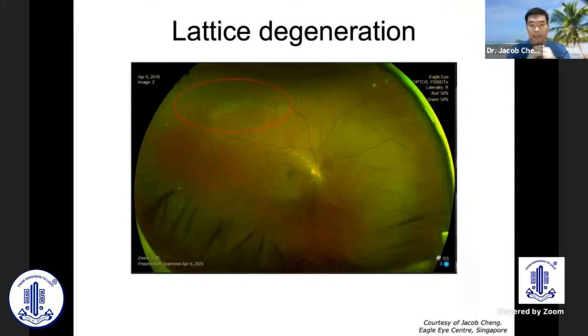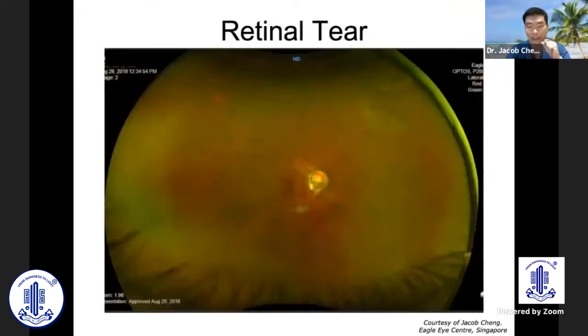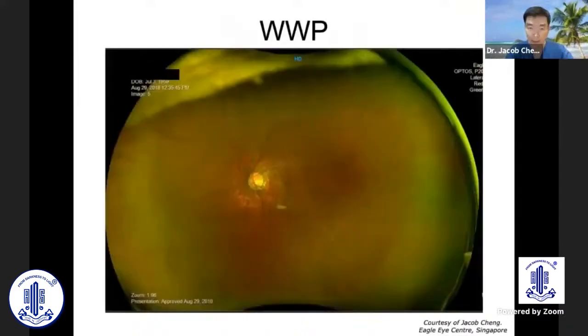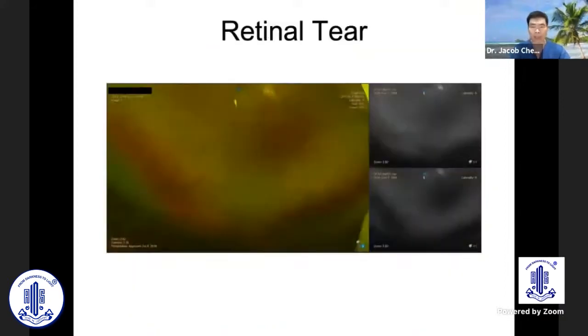Here you can see the lattice degeneration. Here again, documentation of the retinal tear, again with a 360 degrees burn around the tear to secure that the tear has been nicely secured with laser. Again, on the opposite eye, documenting the white without pressure that this patient has. It's not easy to document a peripheral retinal tear with just a normal fundus photograph. Here you can see a very peripheral retinal tear which may not be easily picked up, but is easily picked up on the Optos ultra-widefield.